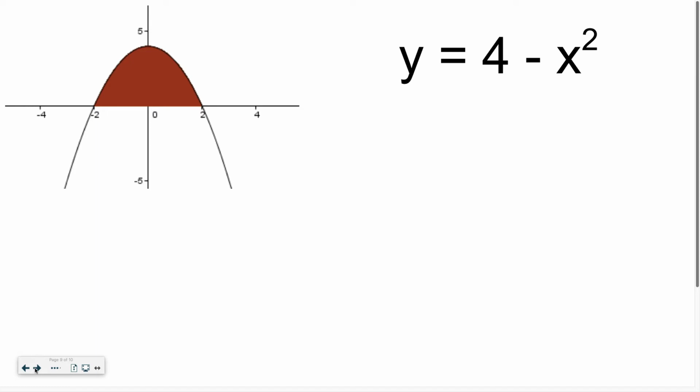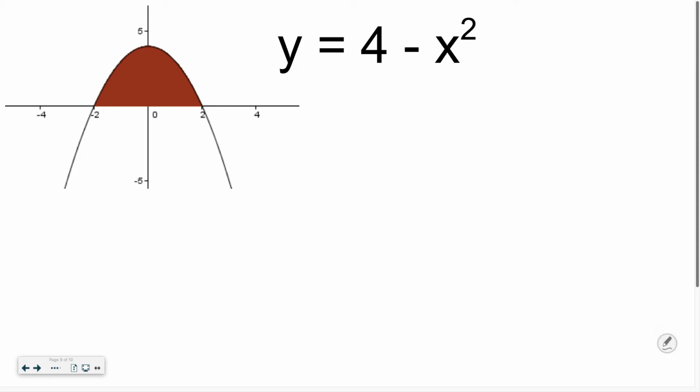So we have 4 minus x squared on the interval -2 to 2. So I have a picture of what we're finding. We're finding that area. You will need a little bit more room for this one. Probably double the space from what it took you.